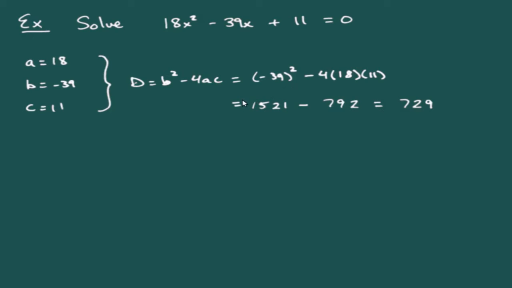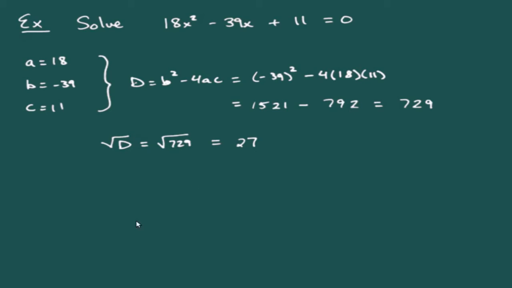Well, now the numbers are slightly bigger, so it is pretty good to hand it over to a calculator. So 39 squared gives us 1521. 4 times 18 times 11 is 792. 1521 minus 792 gives us 729. Computing the square root of the discriminant, square root of d is the square root of 729, which is 27. Again, for larger square roots, it's not a bad thing to have a calculator handy to help you compute it.